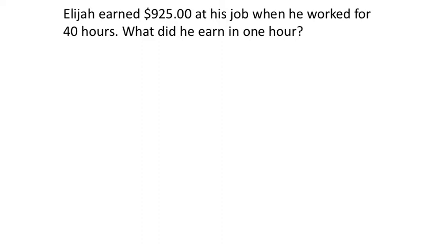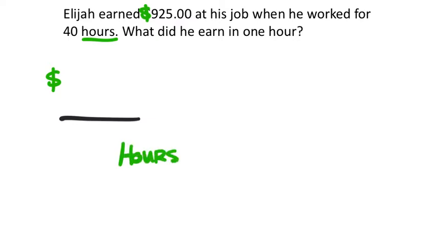So here we go. Elijah earned $925 at his job when he worked for 40 hours. What did he earn in 1 hour? Okay, so let's start with our rate now because we're comparing two labeled values. I'm going to start with the dollars here. Generally speaking, if I see dollars, I like to put them in the numerator. And usually when we're comparing dollars, we are comparing with some form of time. Now, are we always going to be comparing with time? No. But on this one, I see that we are comparing with hours. So that'll be my denominator label.